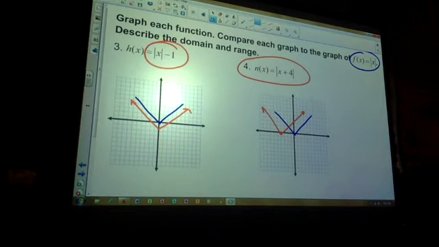So the parent function is the most basic absolute value. It doesn't have any shifts right or left, or up or down, and has the same steepness, with the absolute value of the slope being 1, which I like that term. That's good.